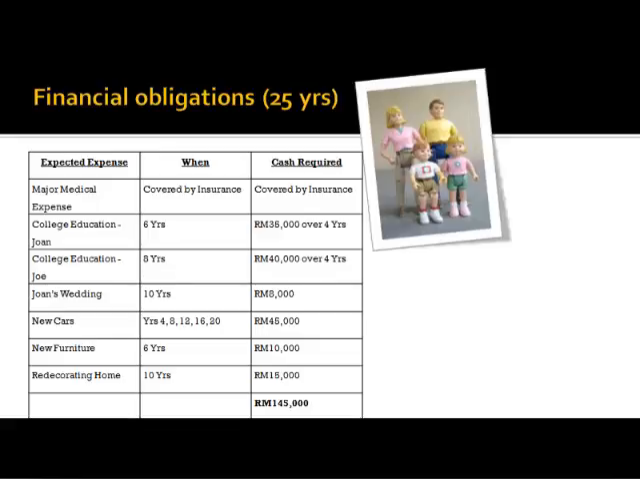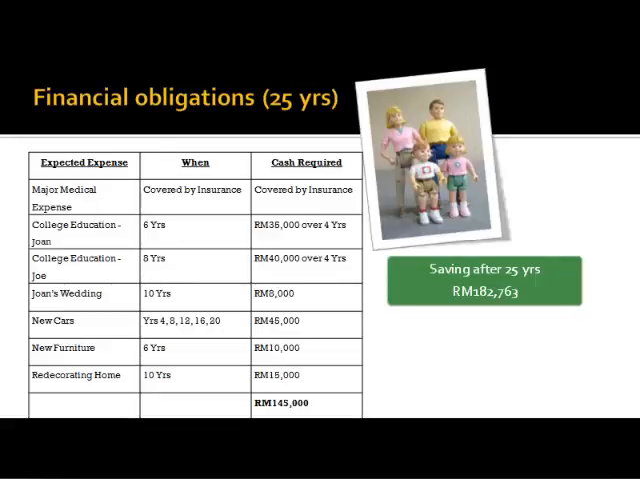Some items, as you can see from this table, such as the college education fees for the children, are pretty much predictable. Some are quite flexible, depending on individual financial situation, for example a new car, or refurbishing his house, or even his daughter's wedding. So the total so-called projected financial obligations for 25 years, you can see the total is 145,000 ringgit here. And where is this 145,000 ringgit coming from? It's from the savings that he is putting away each year.